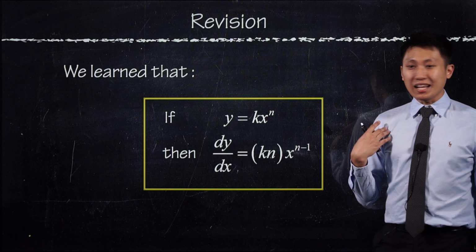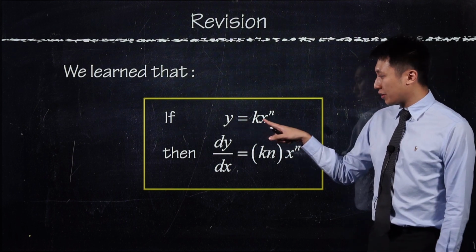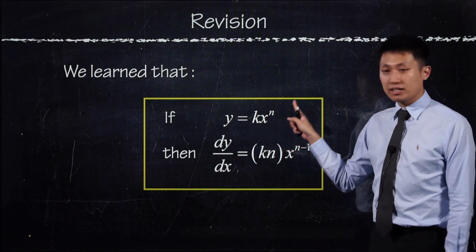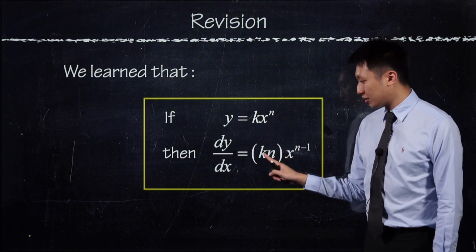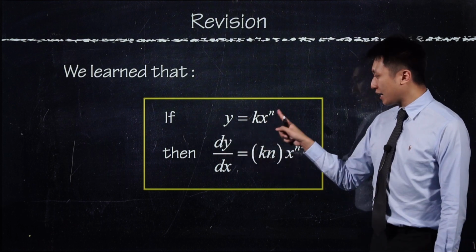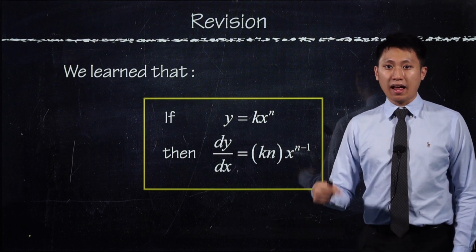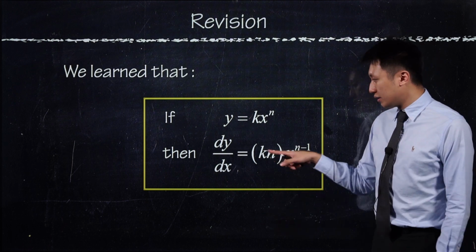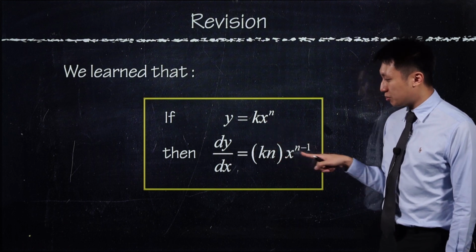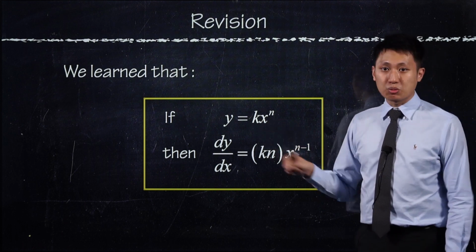We learned that if y is equal to k, a constant, multiplied by x to the power n, the constant can be brought out, so I write k outside. Then x to the power n, how do you differentiate? Differentiating x to the power n gives n x to the power n minus 1. So this one will be k times n x to the power n minus 1. This is what we have learned.